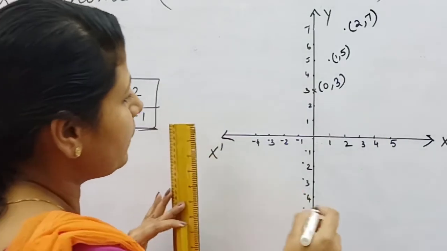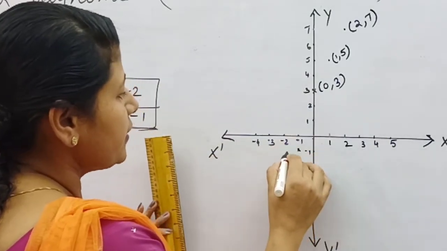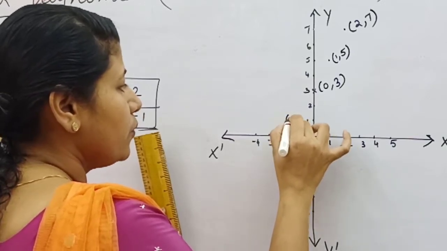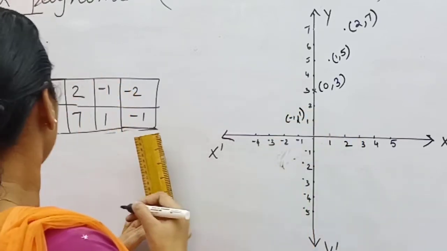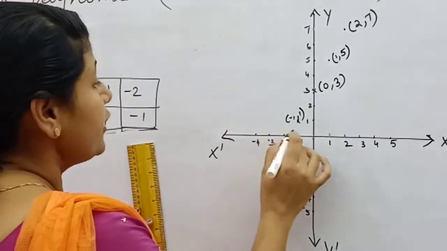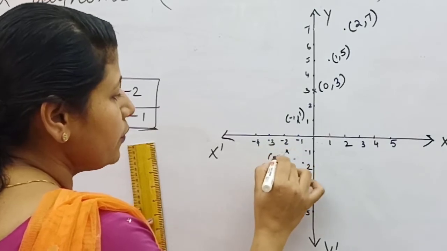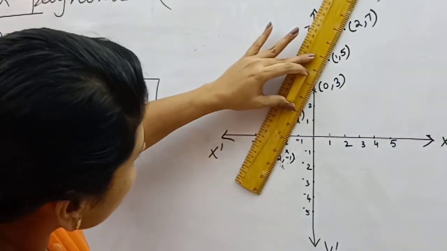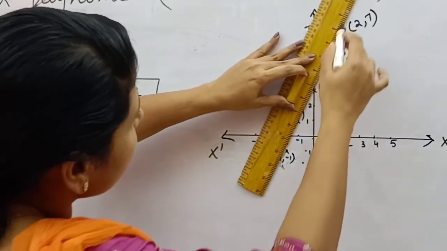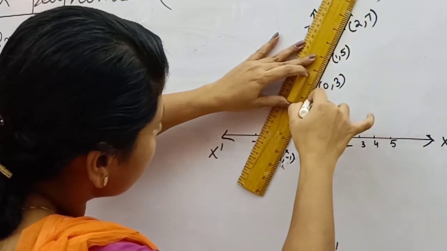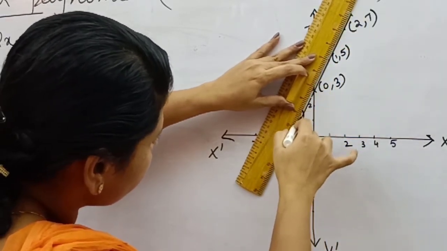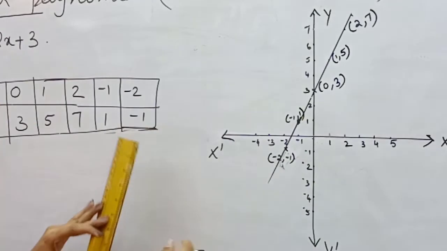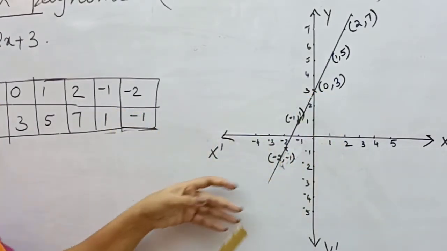Then negative 1, 1. Negative 1, 1 is this point. Then negative 2, negative 1. This is negative 2, negative 1. So we can draw the graph just like this. By joining all these points together, you will get a line just like this, and all the points are on this line.